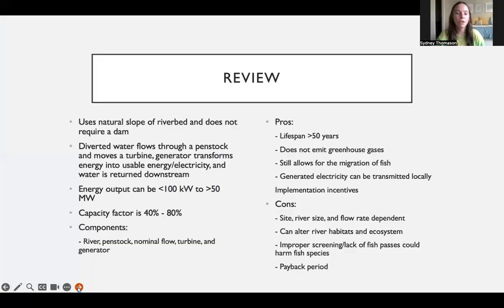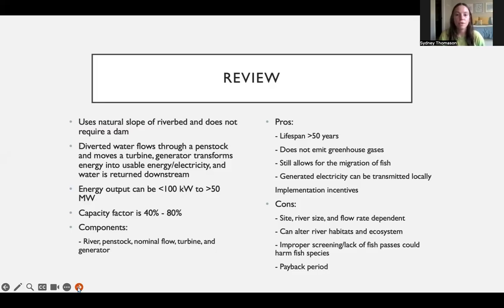So just reviewing everything we've talked about in this presentation. Run-of-rivers use a natural slope of a riverbed and they do not require a dam. So the typical disadvantages and impacts that are associated with a dam are not applicable when it comes to run-of-river.